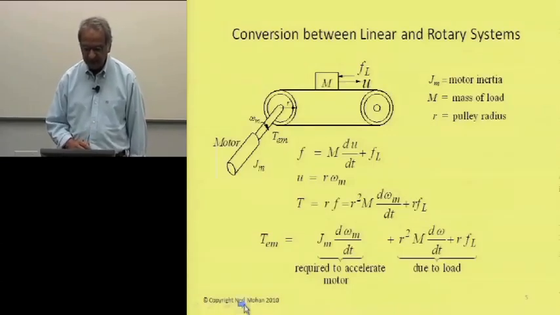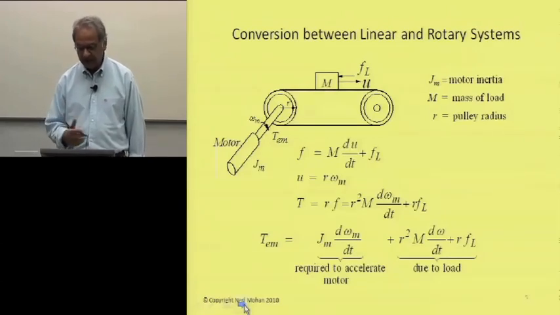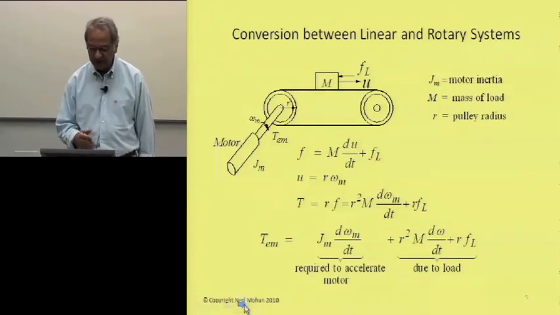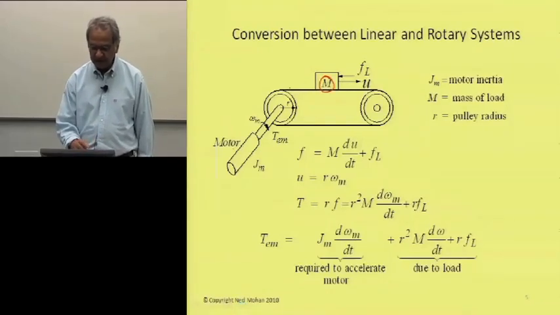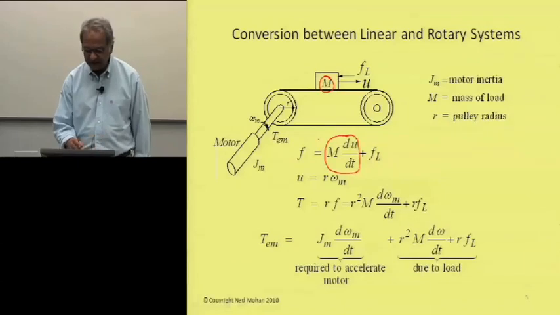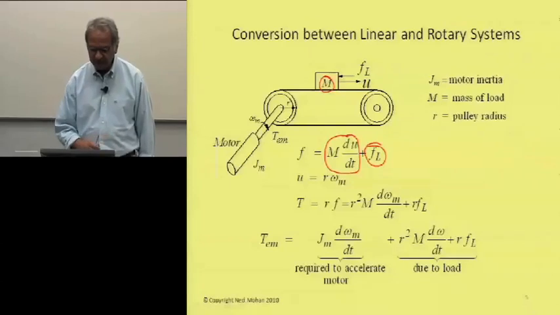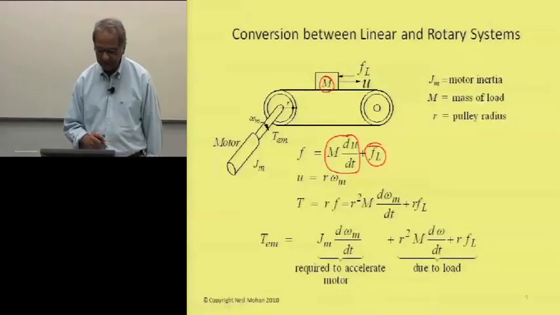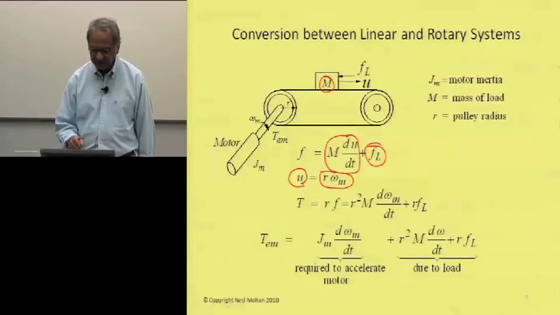This arrangement here, where we want to convert: we have a linear motion that we require, but we have a rotary drive over here, a rotary motor. So this mass is to be accelerated. The force that is needed is mass times the acceleration, but it's being opposed by the load force, so we have to add this term over here. So that's the force that we need to produce, and the linear speed is the radius of this pulley times the rotational speed omega m.